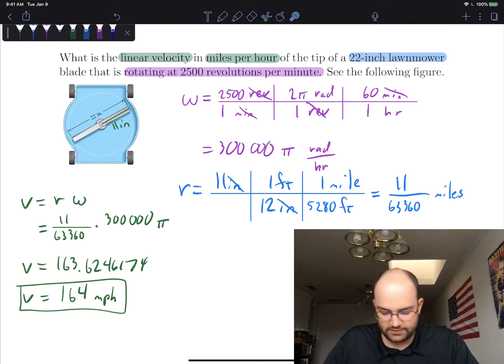Good. Now notice that the units work out well. Miles times radians per hour, miles per hour.